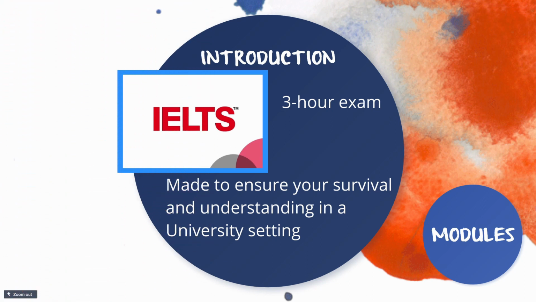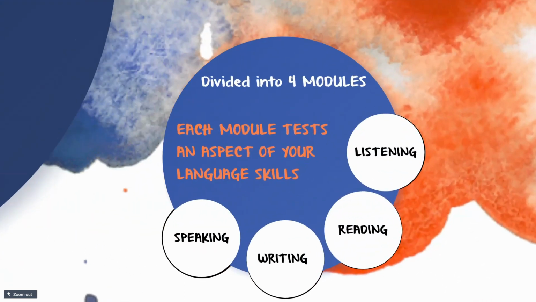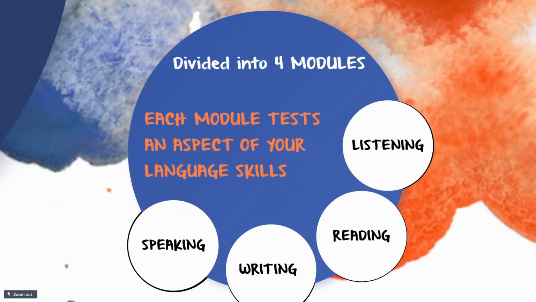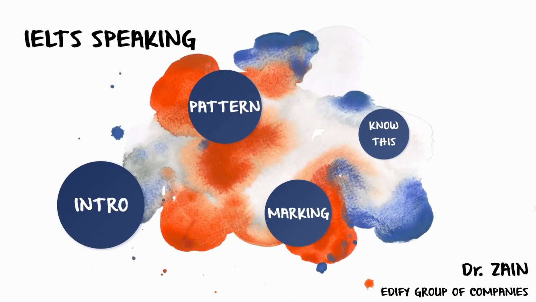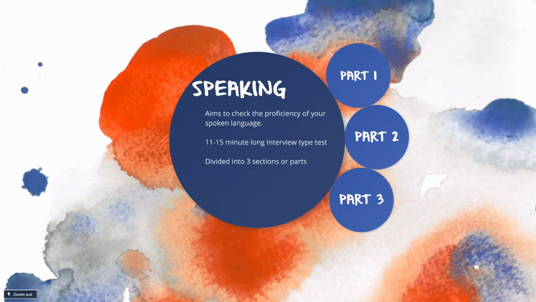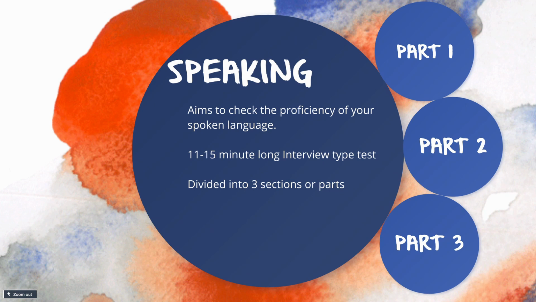The exam itself is divided into 4 modules: listening, reading, writing, and speaking. This video only aims to talk about the speaking portion of the IELTS exam. So without any further ado, let's talk about the pattern of the speaking module. Speaking module aims to check the proficiency of your spoken language. It is an 11 to 15 minute long interview type test which is divided into 3 sections or parts.